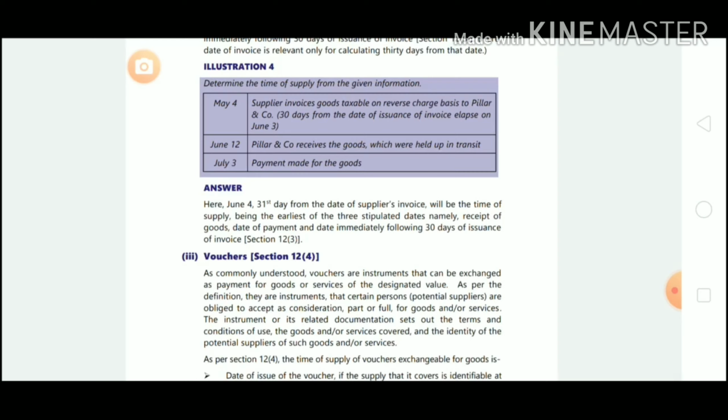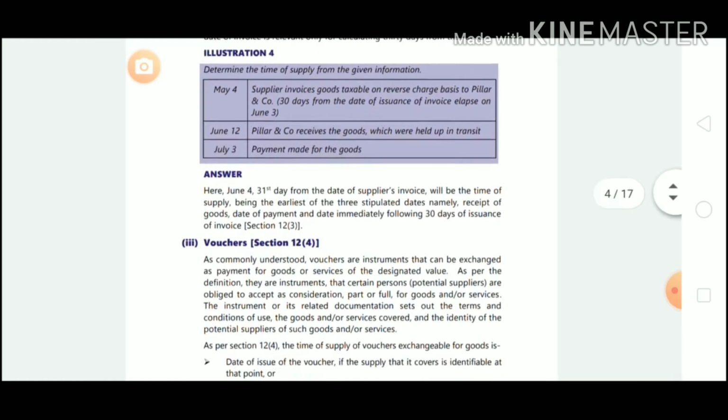So this is the case of, again same case, supply of goods reverse charge. We will take the earlier of 3 dates. Date of receipt of goods is June 12, date of payment is July 3, and 31st day from supplier's invoice is June 4. So earlier one is June 4. Here June 4, 31st day from date of supplier's invoice will be the time of supply, being the earliest of the three stipulated dates, namely receipt of goods, date of payment, and date immediately following 30 days of issuance of invoice. Okay. Now this is provision part.